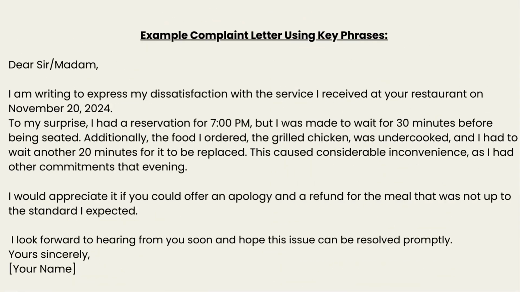Then I have one sample answer on the screen just to explain what phrases I have used and what is the purpose behind them. This is a simple letter wherein we were dissatisfied with the services received at a restaurant and we are writing them a letter expecting a refund for the meal that we had. To start, I said, Dear sir or madam. Why? Because I do not know who the manager is. Then I wrote, I am writing to express my dissatisfaction with the service I received at your restaurant on November 2024. I am writing to express my dissatisfaction is a common opening phrase for a formal letter.